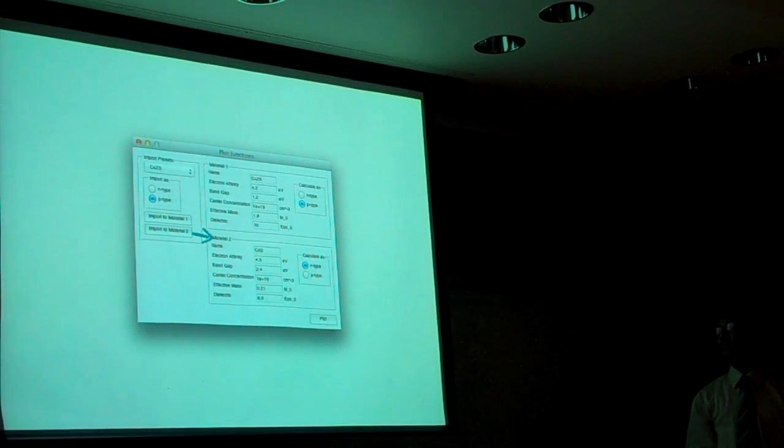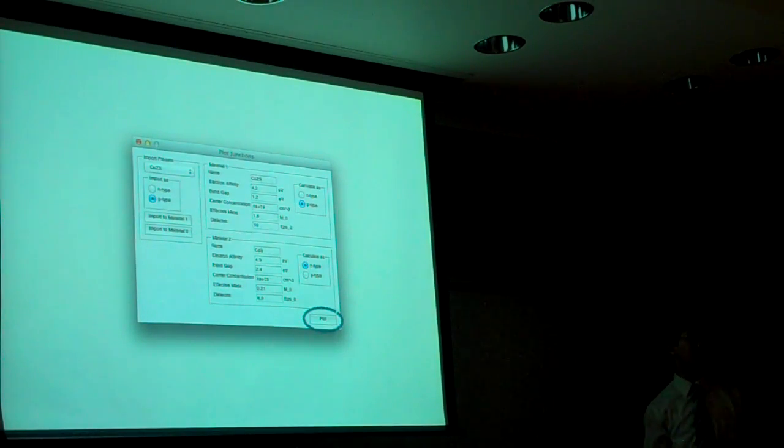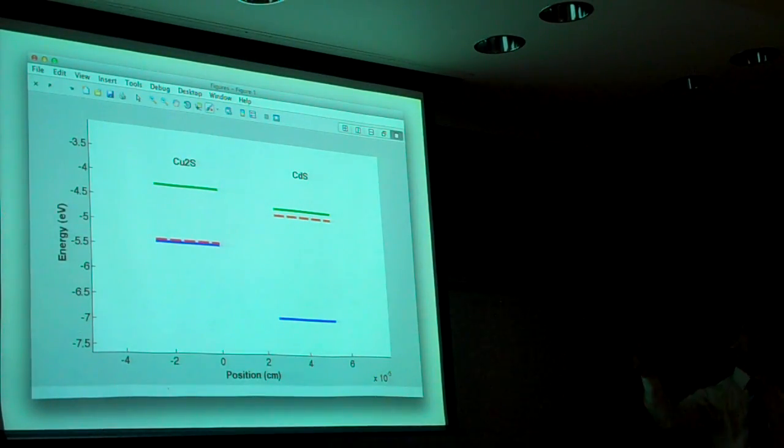So we would import these materials, and we would press the plot button, and we would get this diagram of the two band structures before the materials are touching. So we see the green line at the top, and that's the conduction band, and the red dotted line in the middle is the Fermi level, and the blue line at the bottom is the valence band. So notice that the Fermi levels are at different places in the chart right now. That's because the materials have not touched yet, so the electrons don't have the opportunity to move across the junction and balance out the Fermi levels.